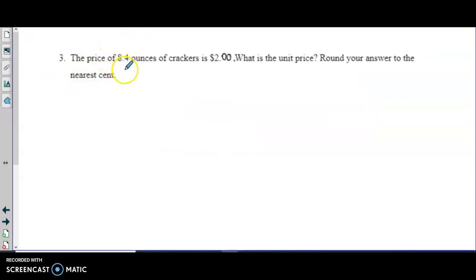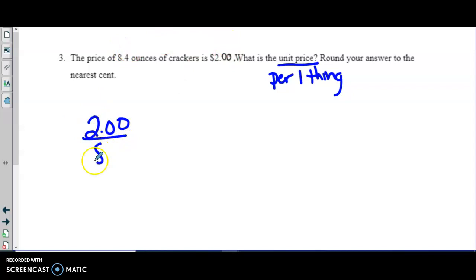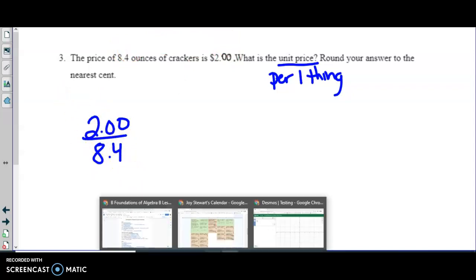The price of 8.4 ounces of crackers is $2. What is the unit price? And remember, unit price means per one thing. Round your answer to the nearest cent. Okay, so if it's $2 for 8.4 ounces, we want to know the price per 1 ounce. That's how we get a unit price. So we're going to divide this. We're going to take our $2 and we're going to divide it by 8.4 ounces to figure out how much it is per each ounce.